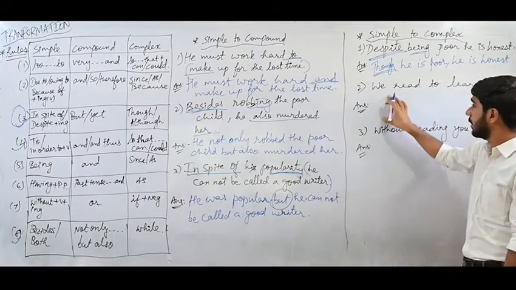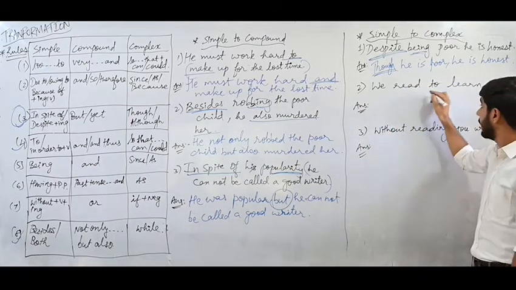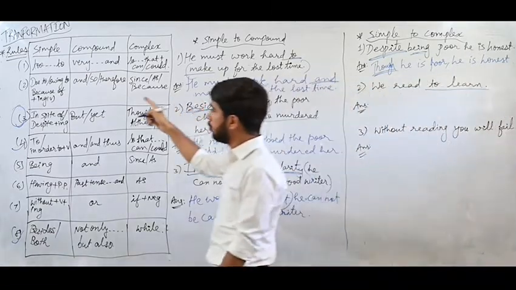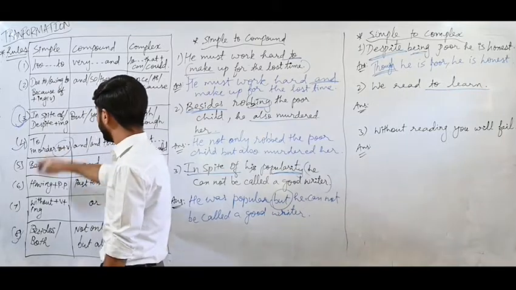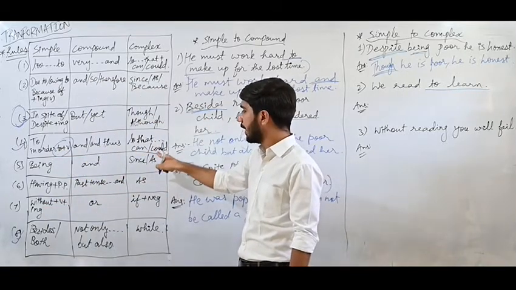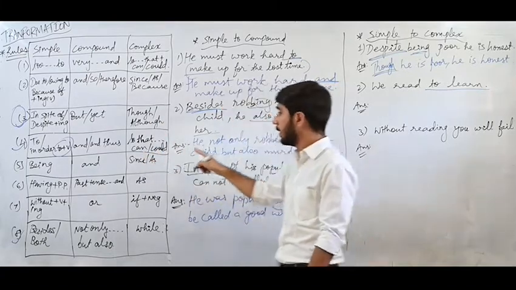Let us solve the next one. We read to learn. This one is quite easy. Guys, see. To learn. So to plus verb is given. Let us look over here. Where is to plus verb? Here. So to plus verb is given. Use so that or with can and could. If it is present tense, use can, otherwise use could. We are changing to complex.